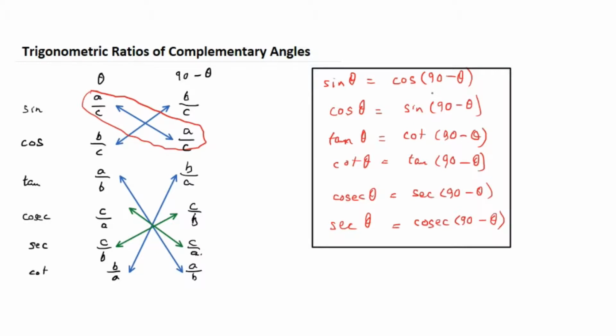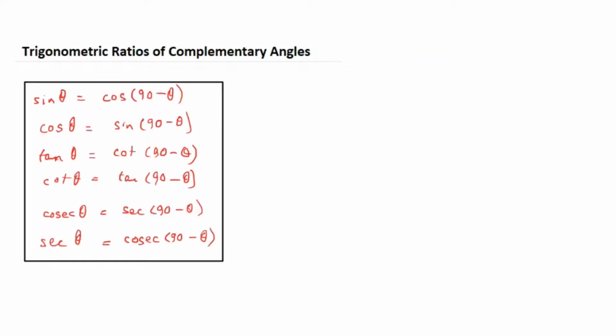Now if you want to take examples, or if you want to take the trigonometric table, do you remember that sine of 30 was 1 over 2, which was the same as cos of 60, because 30 and 60 are complementary angles. You remember that cos of 30 was root 3 over 2, which was the same as sine of 60. So based on this, let's try and do a few questions.